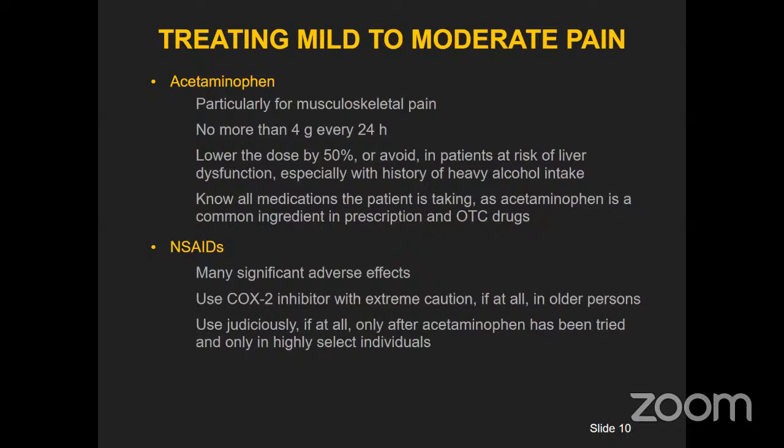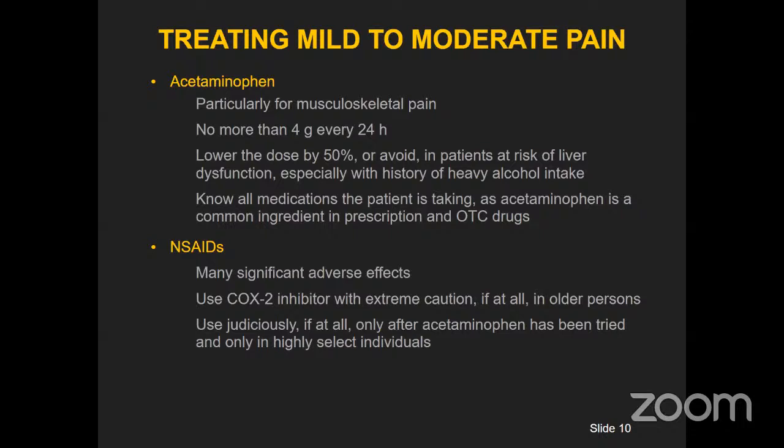So, no more than 4 grams of acetaminophen every 24 hours should be administered for patients with normal hepatic and renal function. With normal hepatic and renal function, don't take more than 4 grams every 24 hours because of the risk of hepatotoxicity at higher doses.